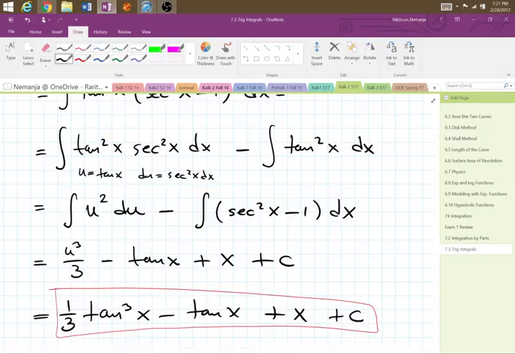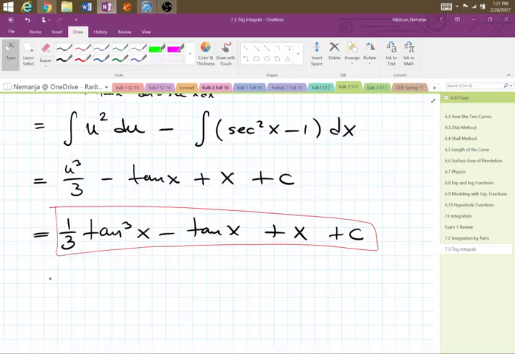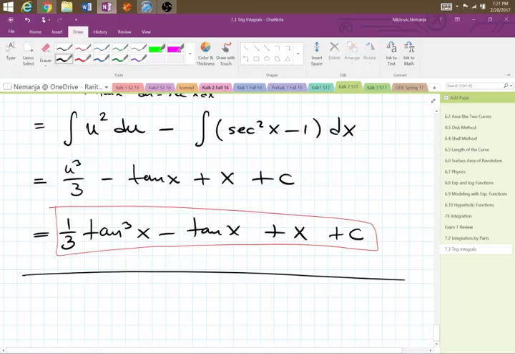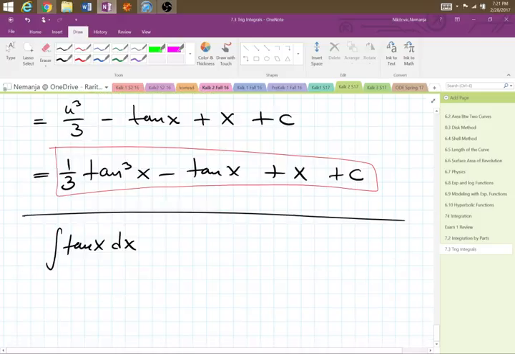The next question is, we said that the integral of secant squared is tangent. What is the integral of tangent x dx? Like, we know how to do tangent to the fourth, we just did that, and tangent squared was within it, so we know that as well now. But what's tangent?